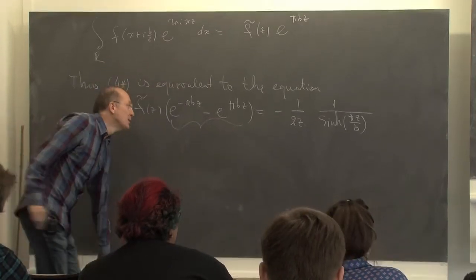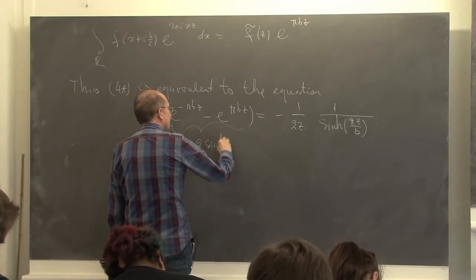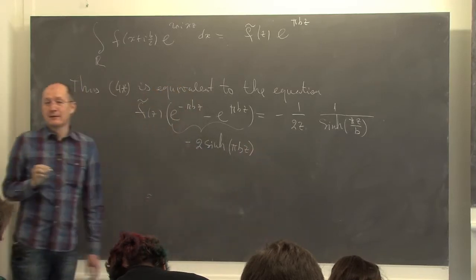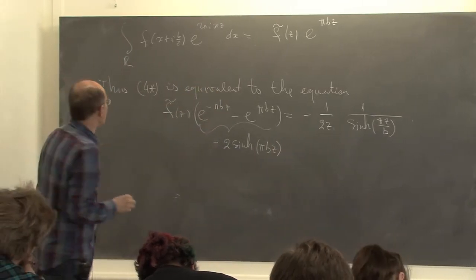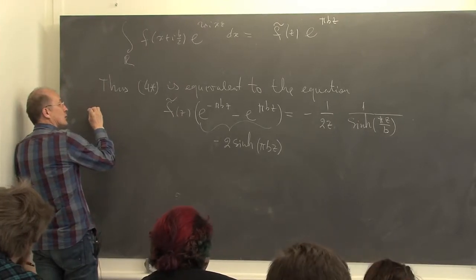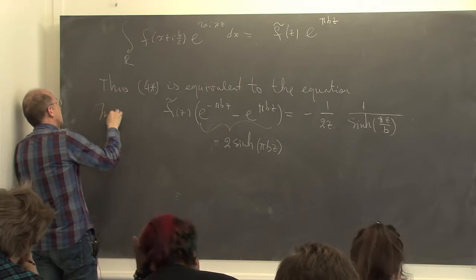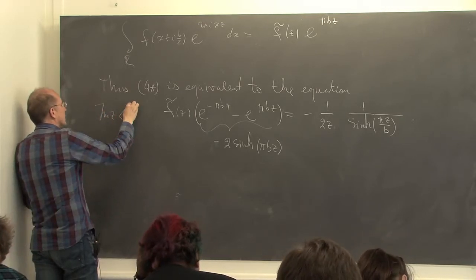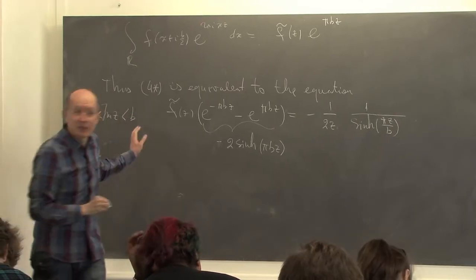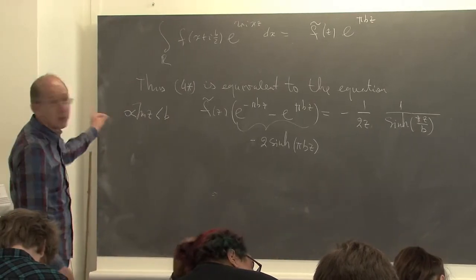Now we can rename this. What is it? It is minus twice sinh of pi b z. And remember that everything we are doing here is valid in the strip: the imaginary part of b z is less than b and bigger than 0. Right? Everything was correct in all mathematical senses only for those z.